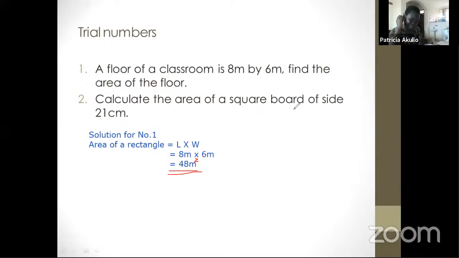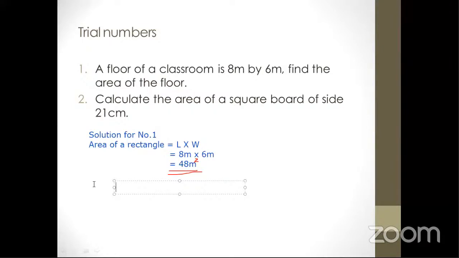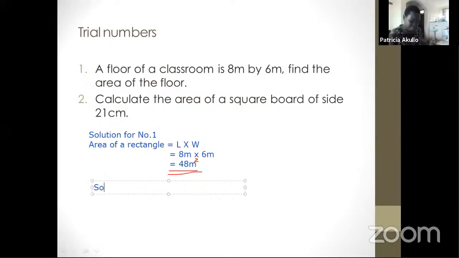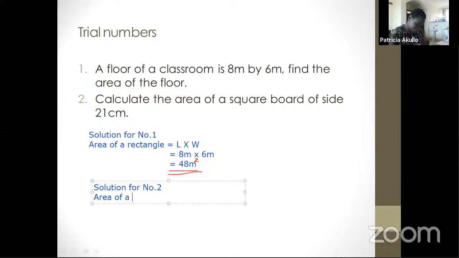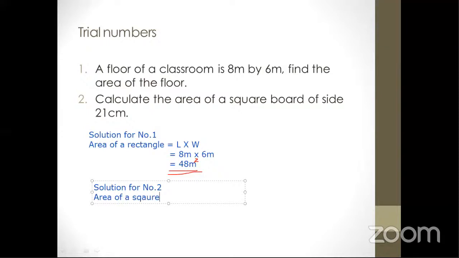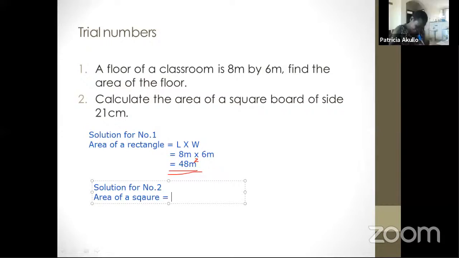Area of a square is equal to side times side. Okay, you can continue. Area is equal to 21 centimeters times 21 centimeters. Yes, Akulu, Patricia, are you multiplying? Yes. Good.